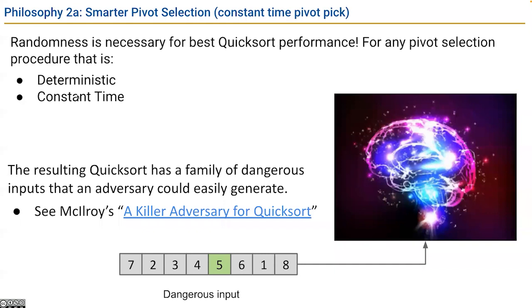So for any pivot selection procedure where you take a constant-size sample and do some kind of cleverness with it deterministically, there is an input that will cause your array to go to n-squared. Actually, that's true of Java. If I do Arrays.sort, there are some arrays that will crash Arrays.sort.